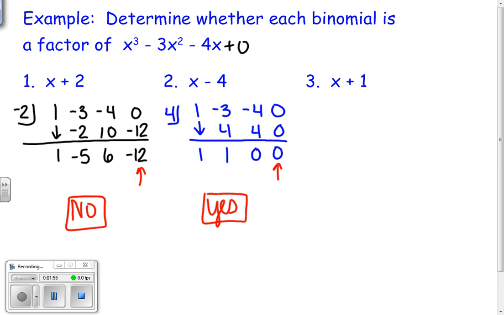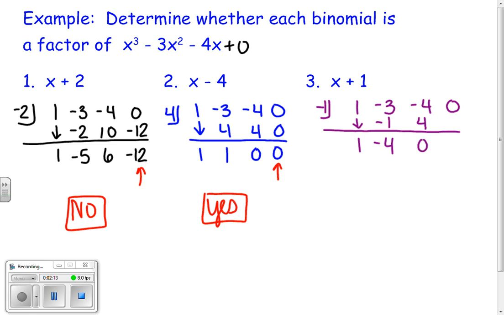Number 3, same coefficients, 1, negative 3, negative 4, and 0. Now I have a negative 1 in the half box. Start by bringing down the 1. Negative 1 times 1 is negative 1, combined is negative 4. Negative 1 times negative 4 is 4, combined is 0. And negative 1 times 0 is 0, combined is 0. Because that's a 0, this is a factor.